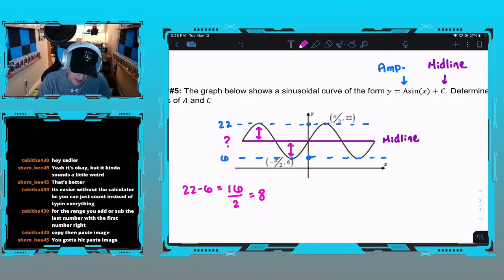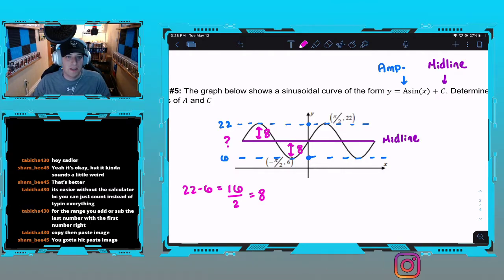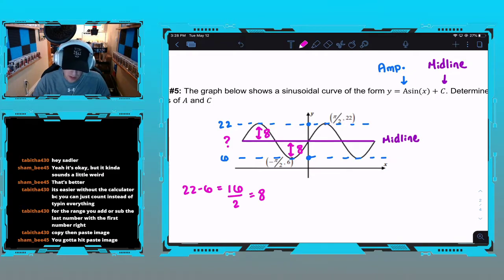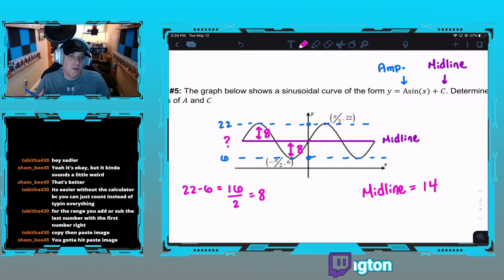So if I say that this number right here is 8, that means this number right here has to be 8, because they're the same distance. Now I can figure out what the midline is. If I do 6 plus 8 and I go up, the midline is going to be at 14. So the midline is going to be at 14. My pencil, there it goes. And to confirm this, I can always go back down from the 22 as well. If I do 22 minus 8, that's also going to be 14. Okay, so we now know the midline.